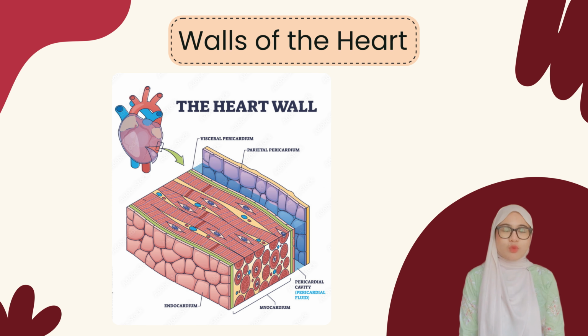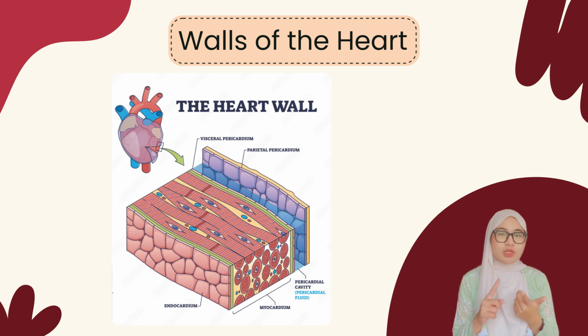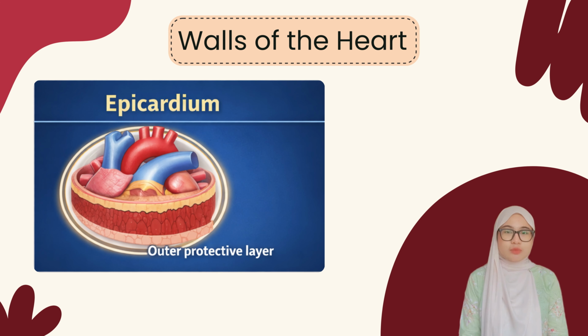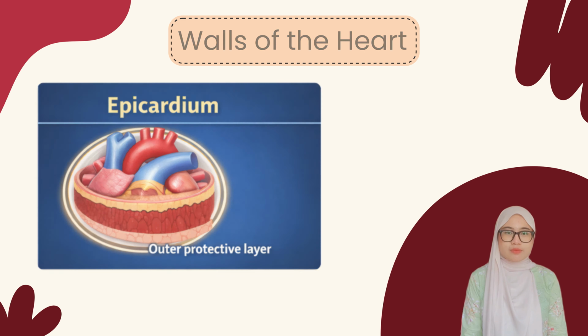Now, let's look at the walls of the heart. The heart wall is made up of three layers: the epicardium, myocardium, and endocardium. The epicardium is the outermost layer of the heart. It provides protection and forms part of the heart's outer covering.